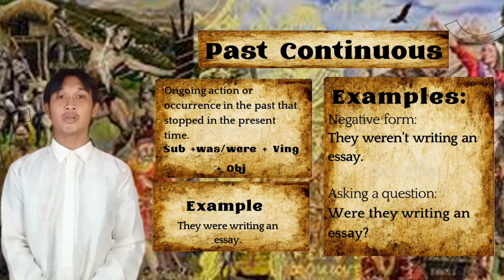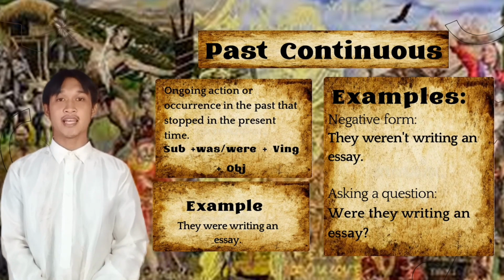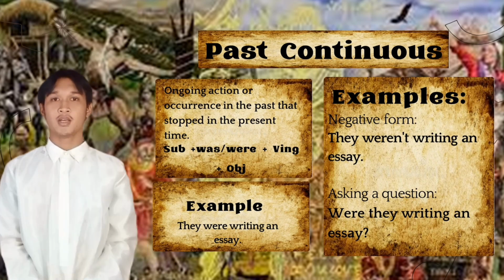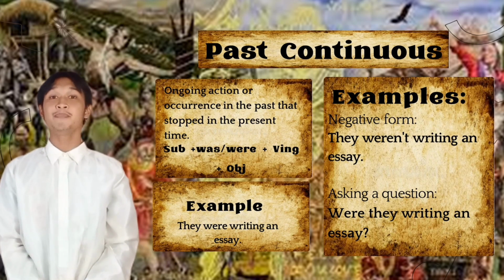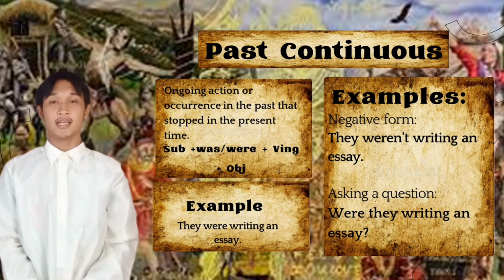What do we do if we need it in a negative form? Simply put not in the sentence. Like for example, they were not or they weren't writing an essay. And what do we do if we need it for asking a question? Simply put the linking verb were or was in the first part of the sentence, plus the subject, followed by the verb with ing, and lastly is the object. Like for example, were they writing an essay?